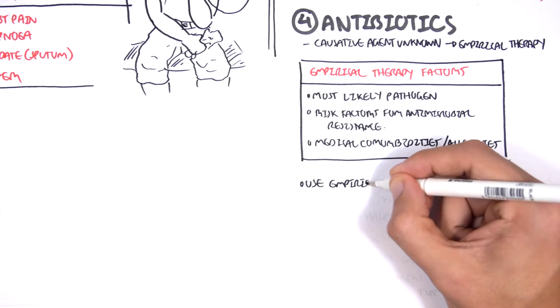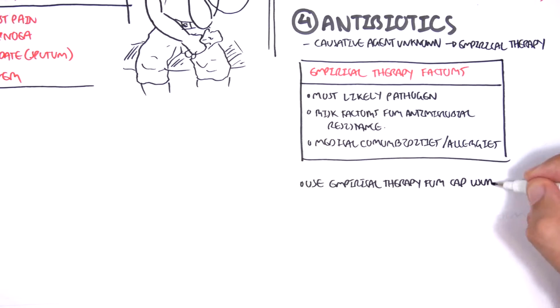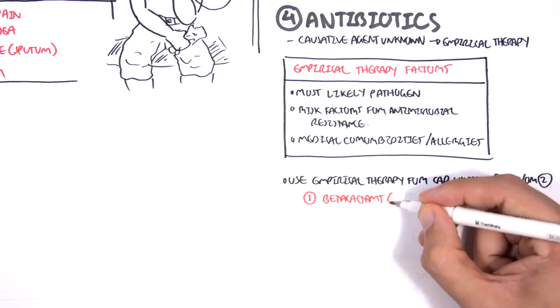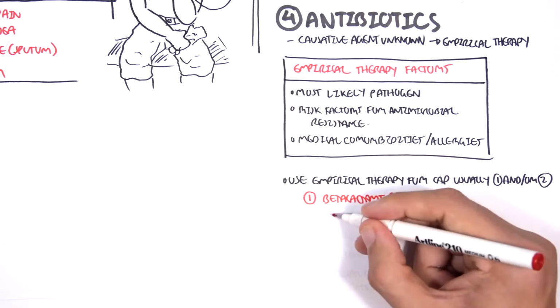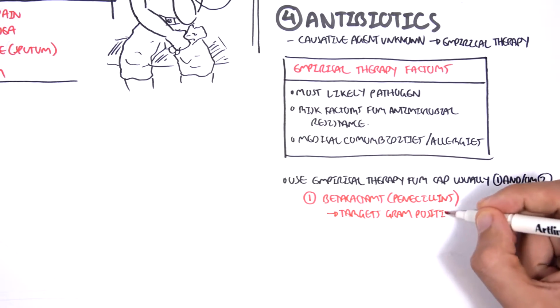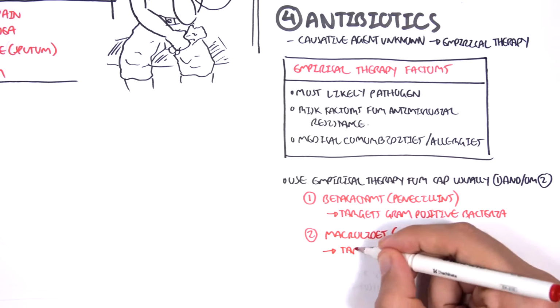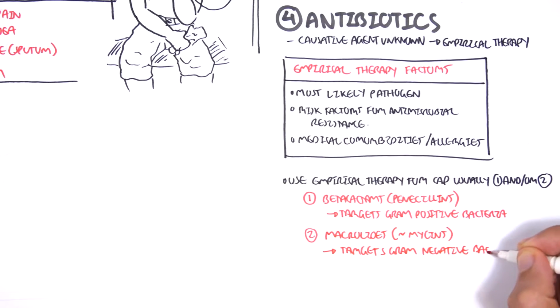So for the use of empirical therapy for community-acquired pneumonia, you use 2 things. Number 1 are beta-lactams, such as your penicillins, which will help you target your gram-positive bacteria. The second one, you can use macrolides, which are your mycins. Macrolides can help you target your gram-negative bacteria. Of course, this is simplistic in that macrolides can also target your gram-positive.